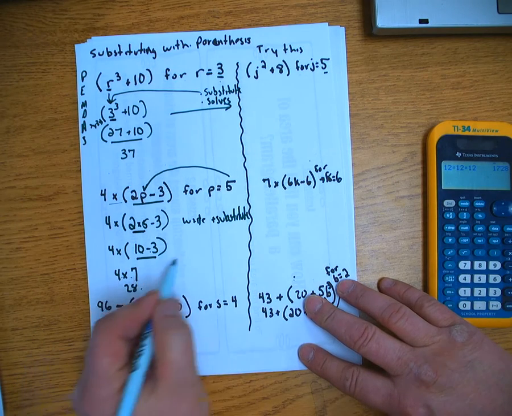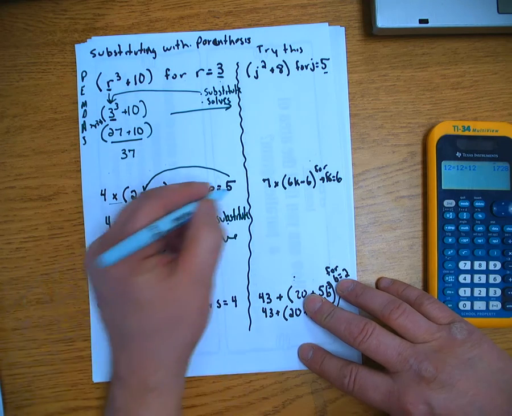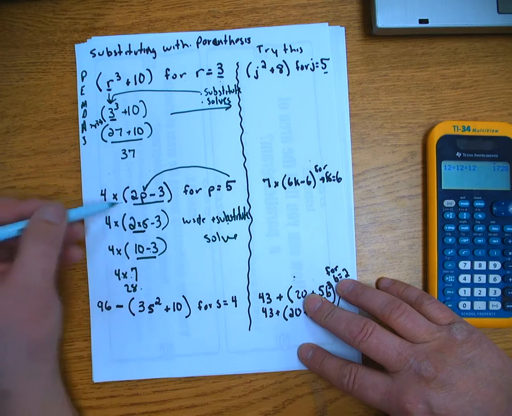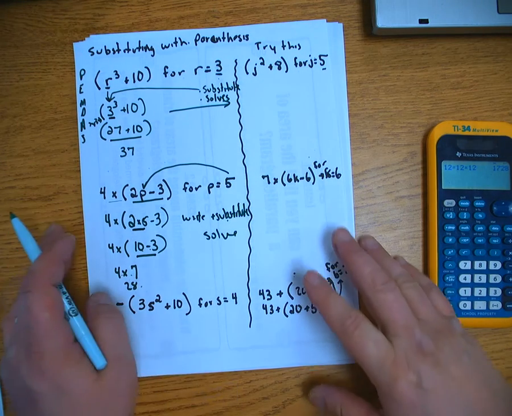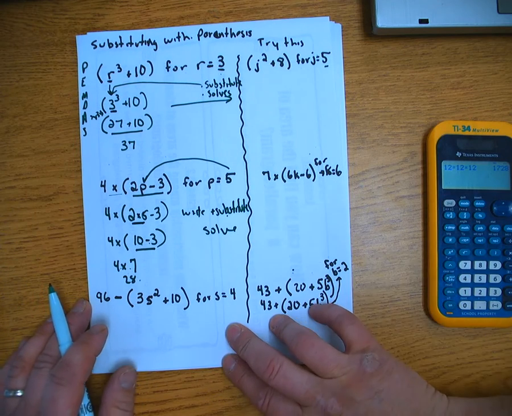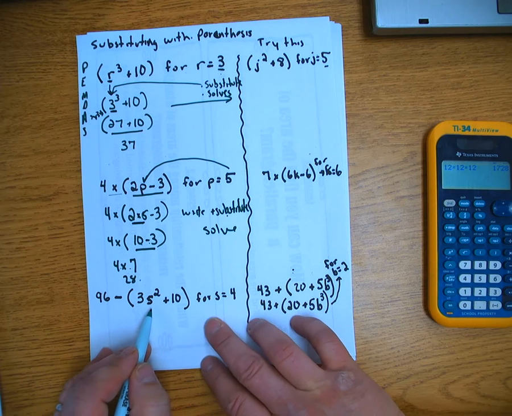Okay, so then you solve. Substitute and solve. P, when P is 5 in this, the value is 28. Okay. Next, I'm going to try this. I might want to add something.